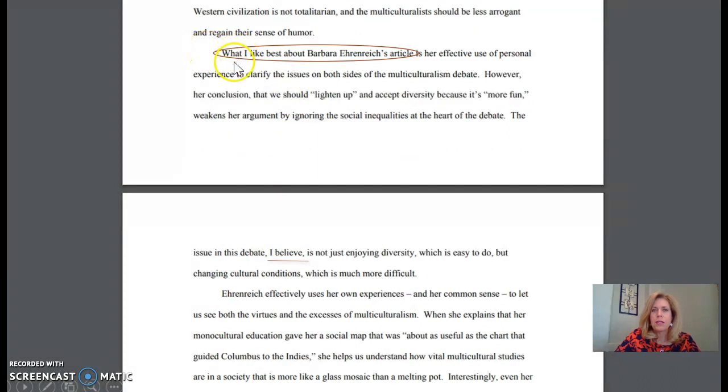And so I like how it starts off with "what I like best about Elric's article is," and then that clues the reader in that now this is your opinion, and you specifically address what it is that you liked. Okay, you can still critique things. However, her conclusion, so notice that, you can point out some things that weren't perfect about the article, but the words like I think and I believe and I feel and I agree with, I disagree with, the personal pronouns are going to be relevant here.